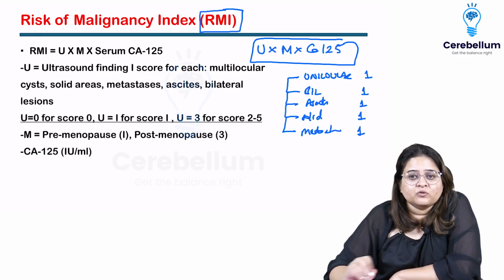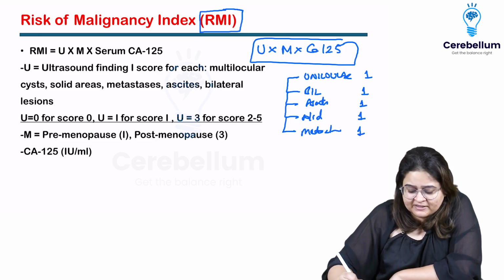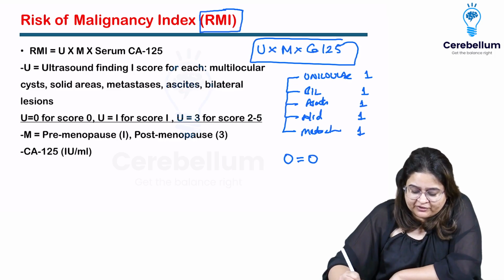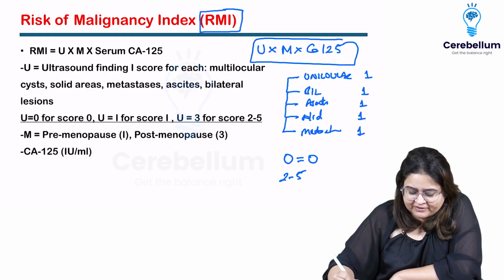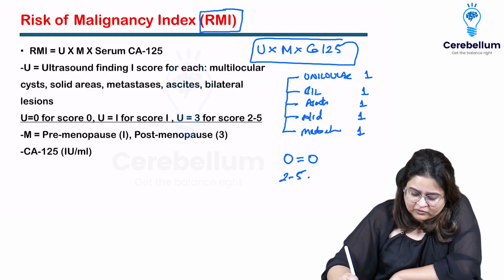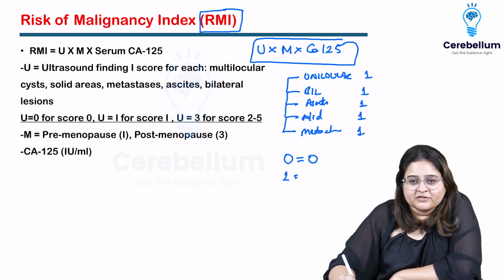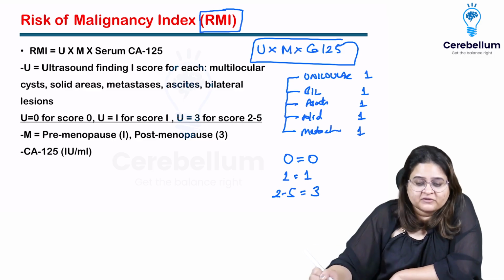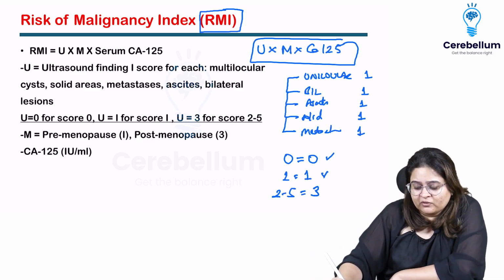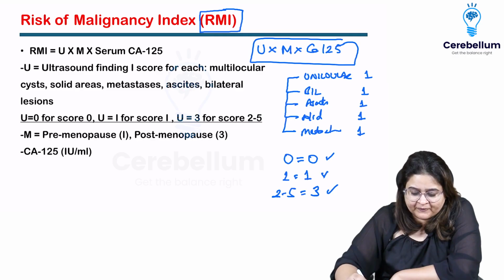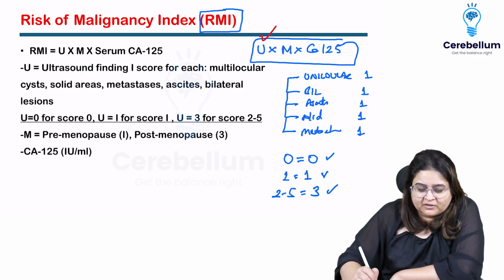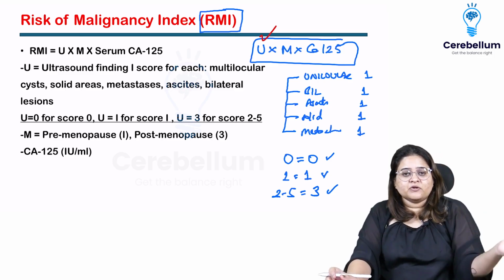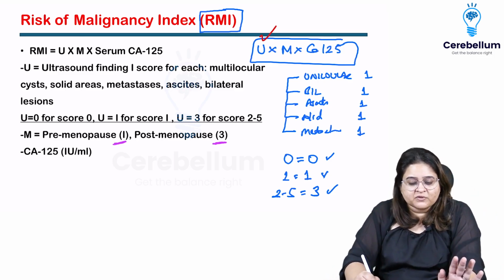If you have nothing there, no abnormal ultrasound feature present, then you're given a score of 0. If any 1 of the 5 features is present, it's given a score of 1. And if you have 2 to 5 things present, it's given a score of 3. So the possible scores are 0, 1 or 3. This is the ultrasound score. What is M? M is the menopausal score. If she's premenopausal, it's given a score of 1. If she's postmenopausal, it's given a score of 3.